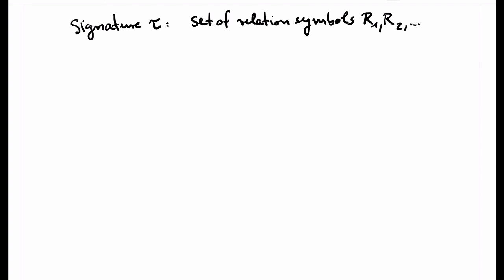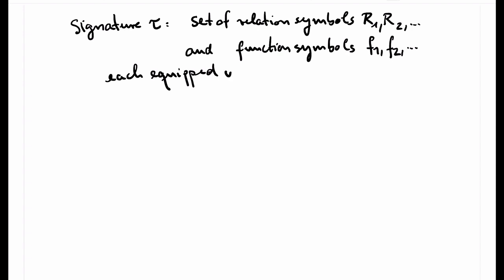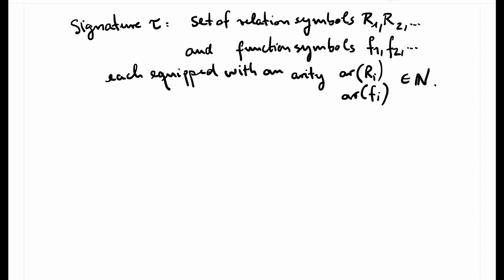In order to define relational structures, we need the notion of a signature, which is simply a set of relation symbols, typically denoted by a capital Roman letter, or R1, R2, and so on, and a set of function symbols, typically denoted by small Roman letters, or F1, F2, and so on. Each symbol comes with an arity, which is simply a natural number. Our typical name of a signature is a small Greek letter, such as sigma, tau, rho, and so on.